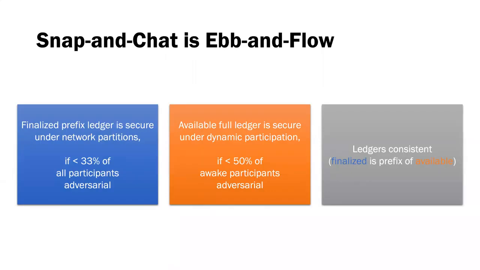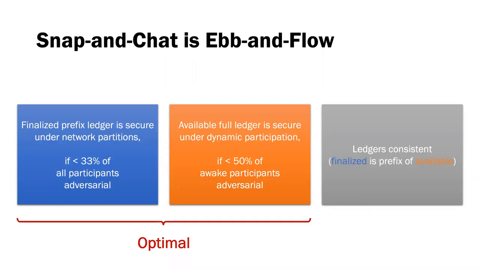The finalized prefix ledger is always a prefix of the available full ledger so that there is a single account of history. Note that the available ledger has the best possible resilience for a network with dynamic participation, while the finalized ledger has the best possible resilience for a network with partitions. So in this sense, we can say that the snap and chat construction is optimal.